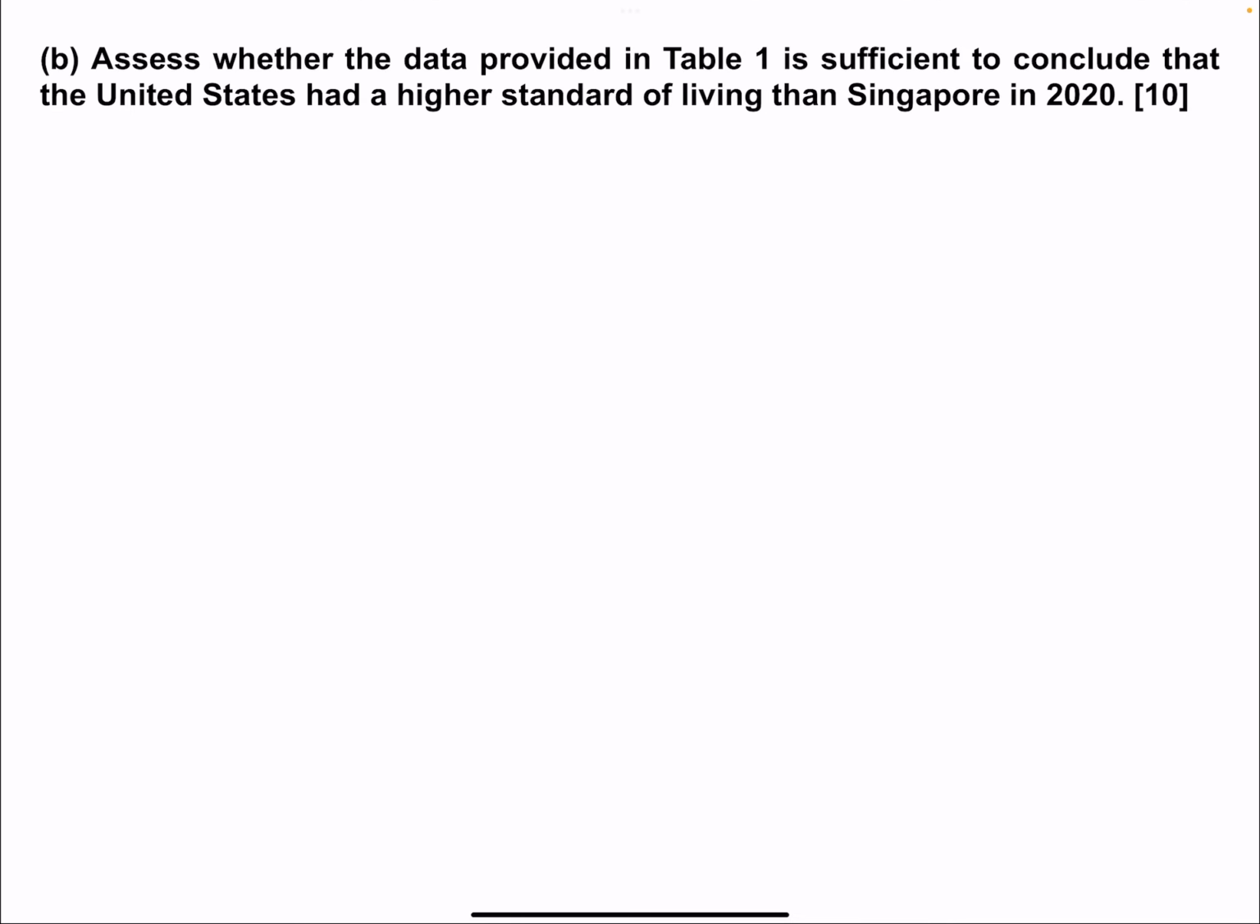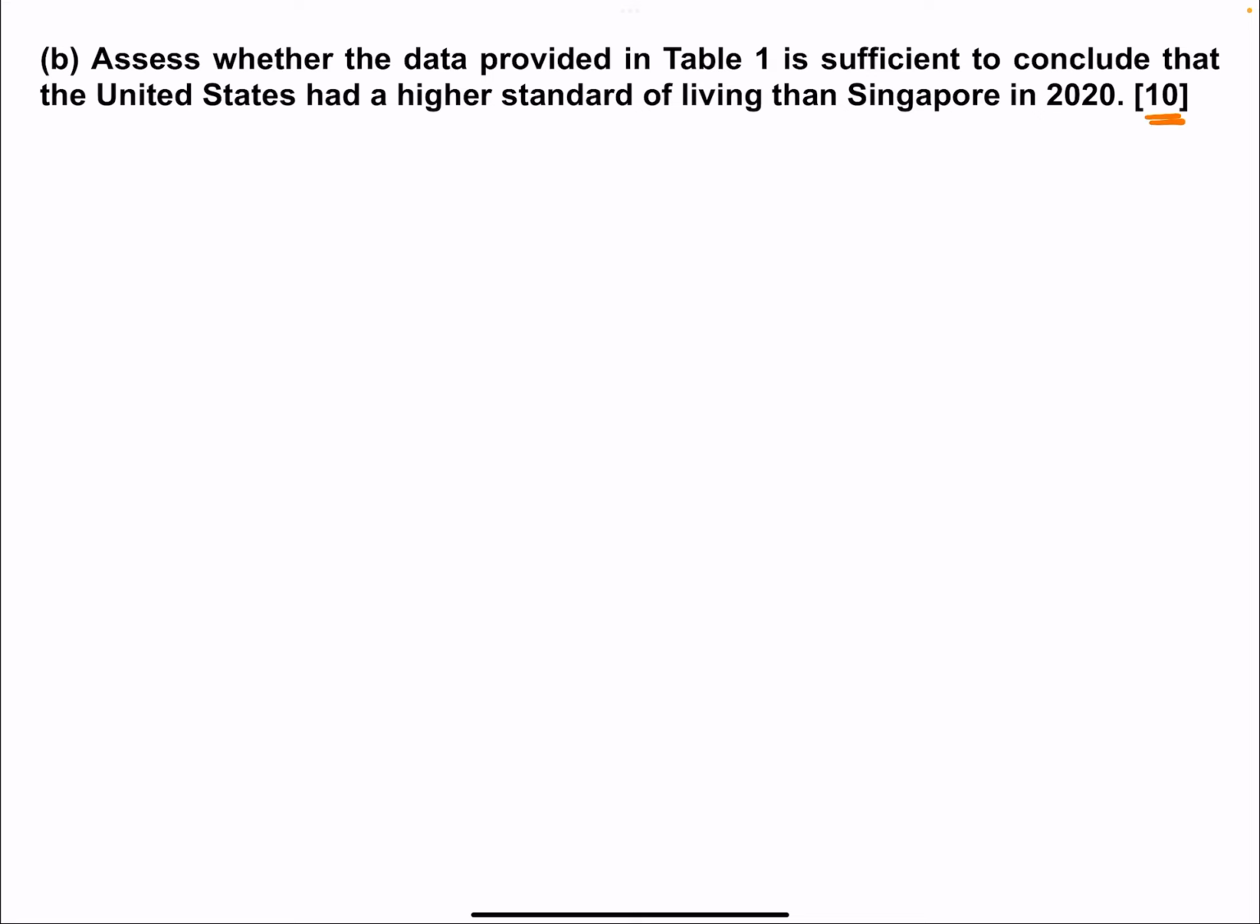Okay, so the second question asks you to assess whether the data provided in Table 1 is sufficient to conclude that the US had a higher standard of living than Singapore in 2020. Okay, so this is a CSQ question. Let's get the easy stuff out of the way first.